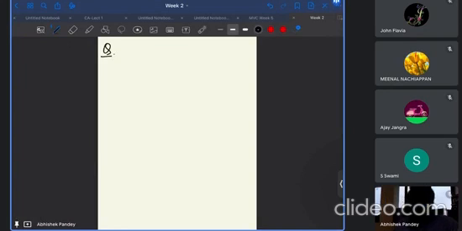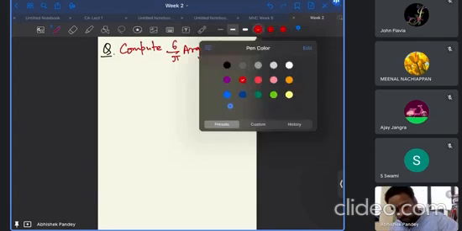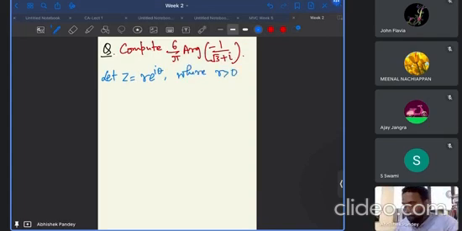Compute 6 by pi times capital ARG of minus 1 upon root 3 plus i. Let us see the solution. Let z equal r e to the power i theta, where r is positive. Then 1 by z is 1 by r e to the power minus i theta.